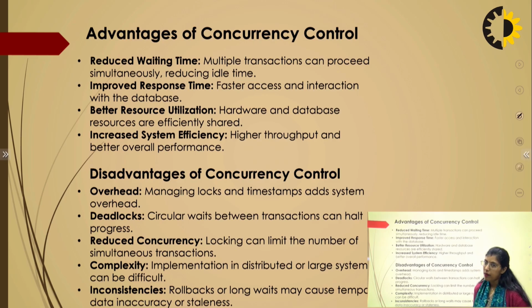Moving on to the disadvantages, as it heightens the overhead. Managing locks and timestamps adds another overhead to the system. Deadlocks: circular wait between the transactions can halt the progress. Reduced concurrency: locking can limit the number of simultaneous transactions. Complexity: implementation in distributed or large systems can be difficult. And at last, inconsistencies: rollback or long waits may cause temporary data inaccuracy or staleness.